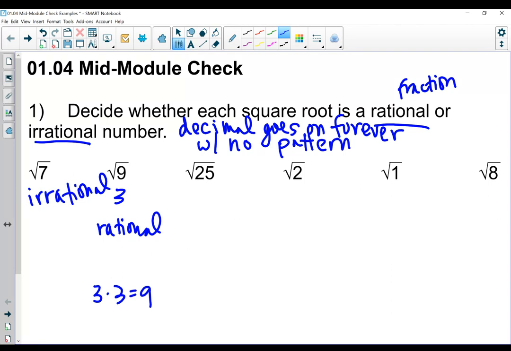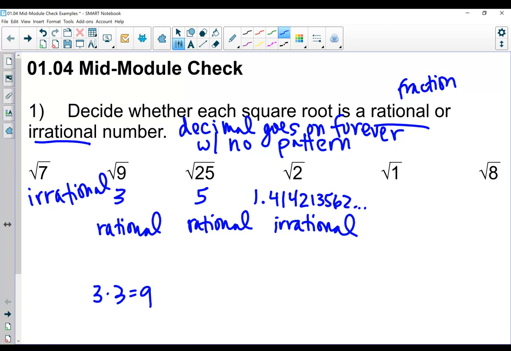So let's look at the next one. The square root of 25 is 5, so that's going to be rational. Square root of 2. I'm going to do this one on a calculator to show you what I mean. When I plug it into a calculator, the square root of 2 is 1.4142135562, and it just keeps going. That's just the places that my calculator will give me. Since there's no repeating pattern and it goes on forever, it's going to be irrational.